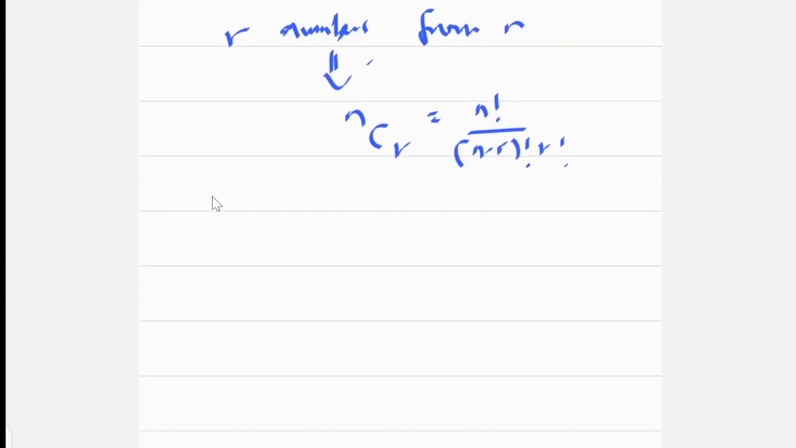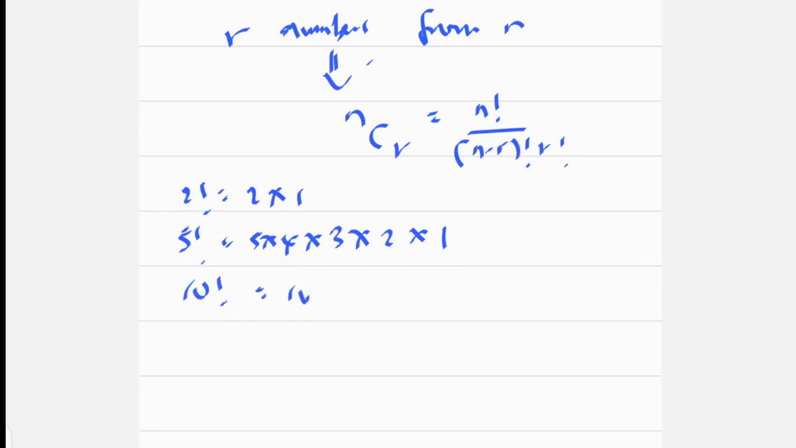When we say factorial, for example 2 factorial, you start from that number and continue to multiply it by the preceding number until you have 1. That is 2 times 1. So 5 factorial is what? 5 times 4 times 3 times 2 times 1. What if I have 10 factorial? That will be 10 times 9 times 8 times 7 times 6 up to 1. I hope you understand now.